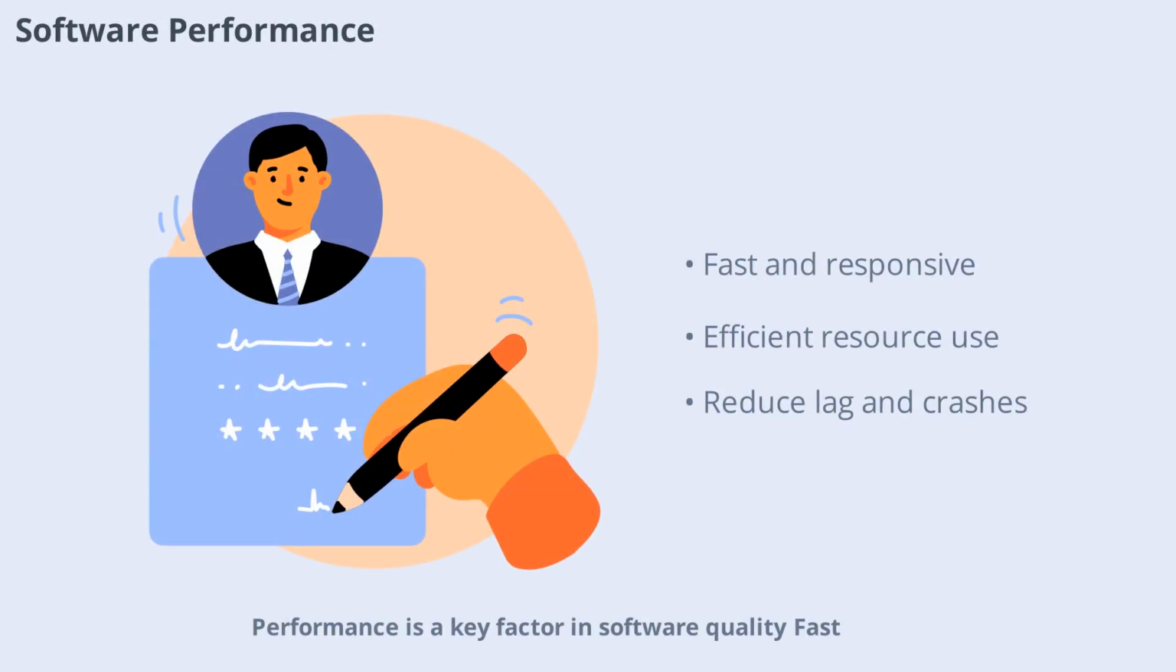Performance is a key factor in software quality. Fast, responsive programs make tasks easier and more enjoyable. Developers optimize software to use system resources efficiently, reducing lag and crashes. As a user, you can improve performance by closing unused programs and keeping your system updated.